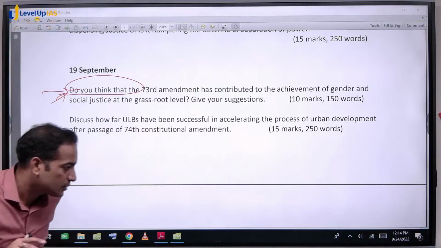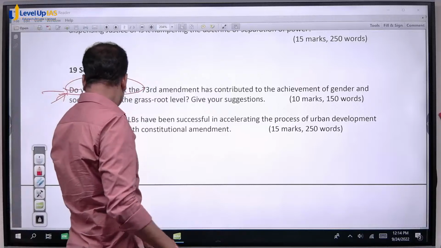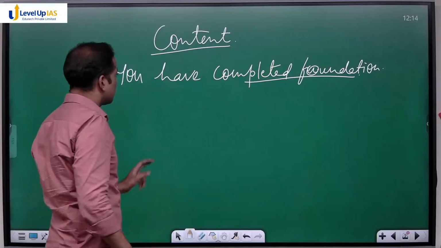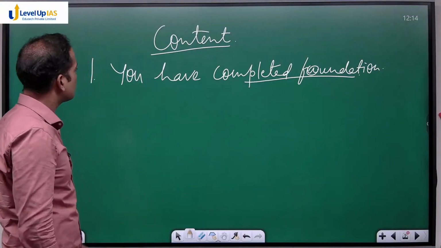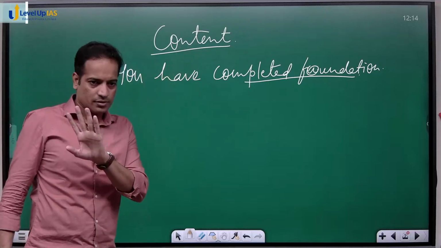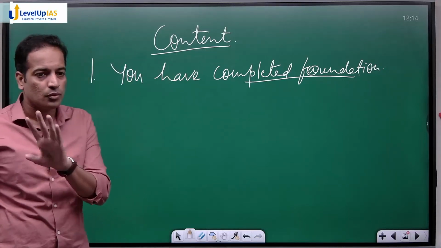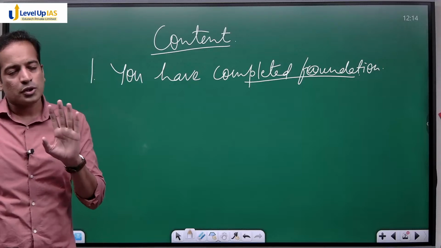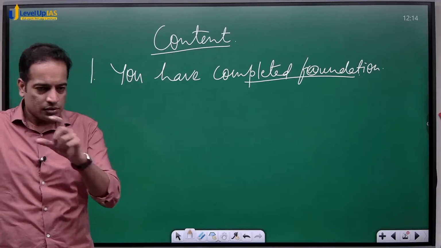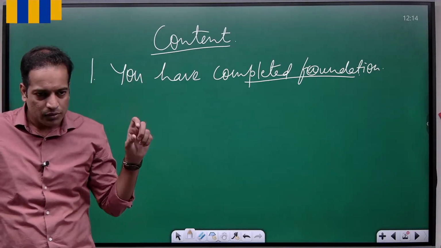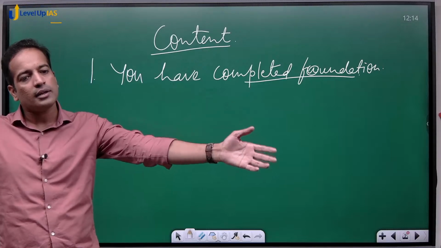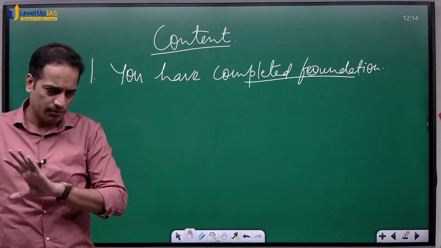ठीक है, अब वापस आते हैं बॉडी पे. ठीक, हाँ, कंटेंट. You have completed the foundation, so you must be having your notes. What you are expected is, since the topic has been given to you, revise your content and then write down the answer and take your time.